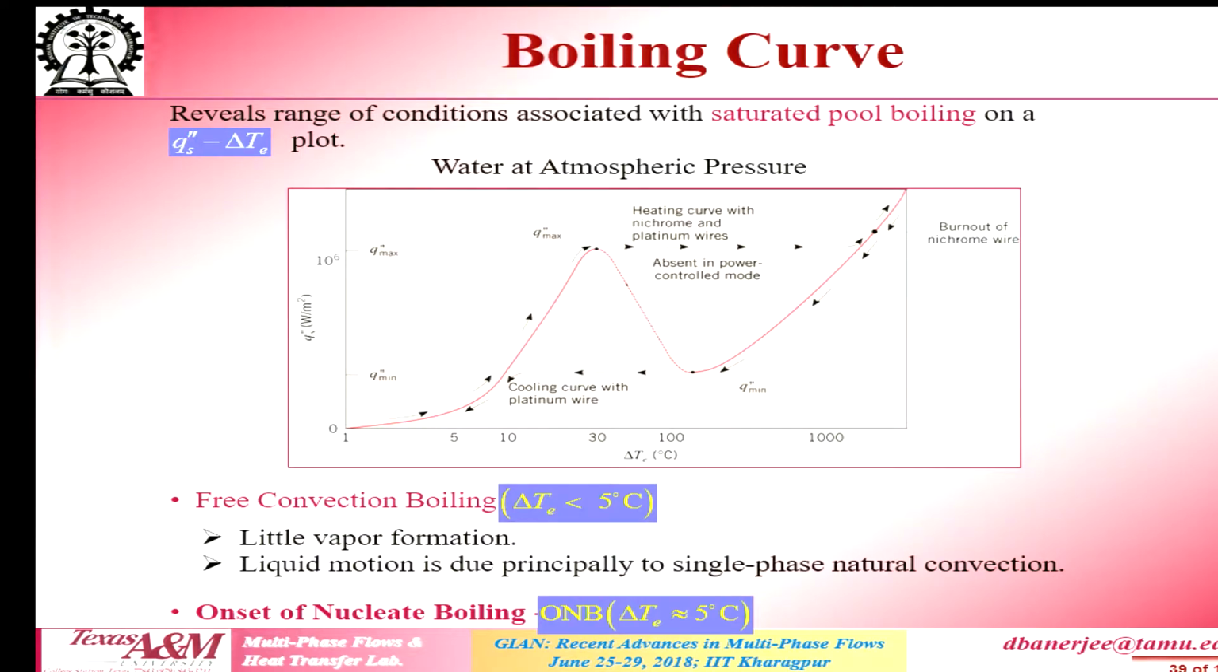So in other words, this is a zone where you cannot have steady boiling in a steady state. It is a very unstable situation. It is very difficult to control, and depending on the history of your imposed boundary condition, whether it is temperature or heat flux, you can end up in different parts of the curve.